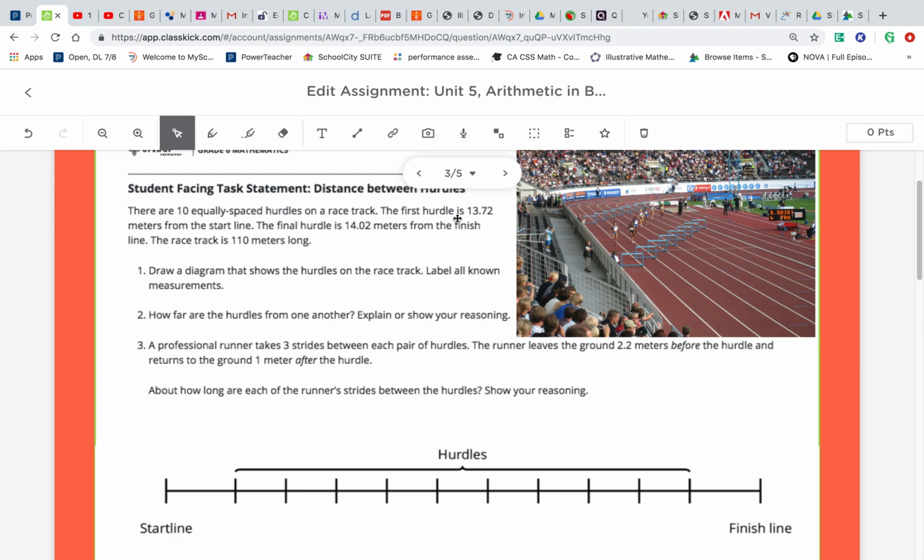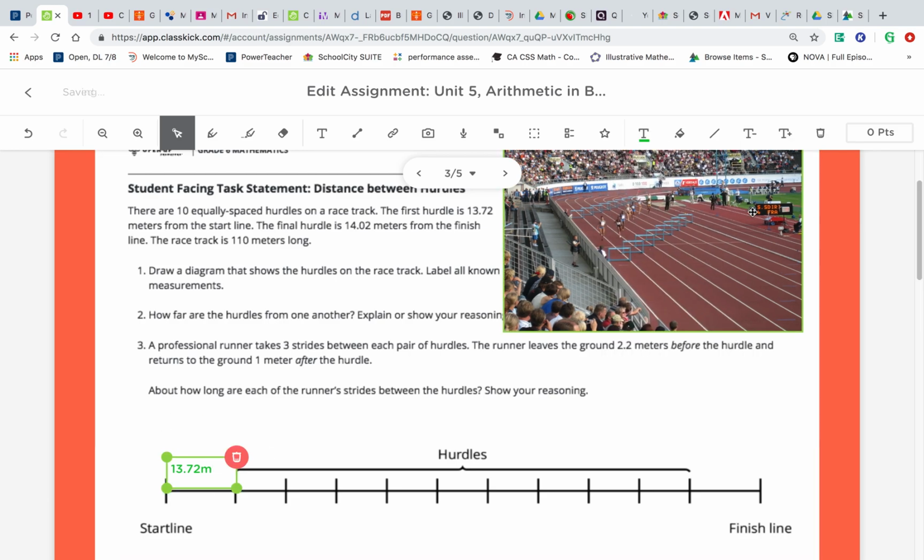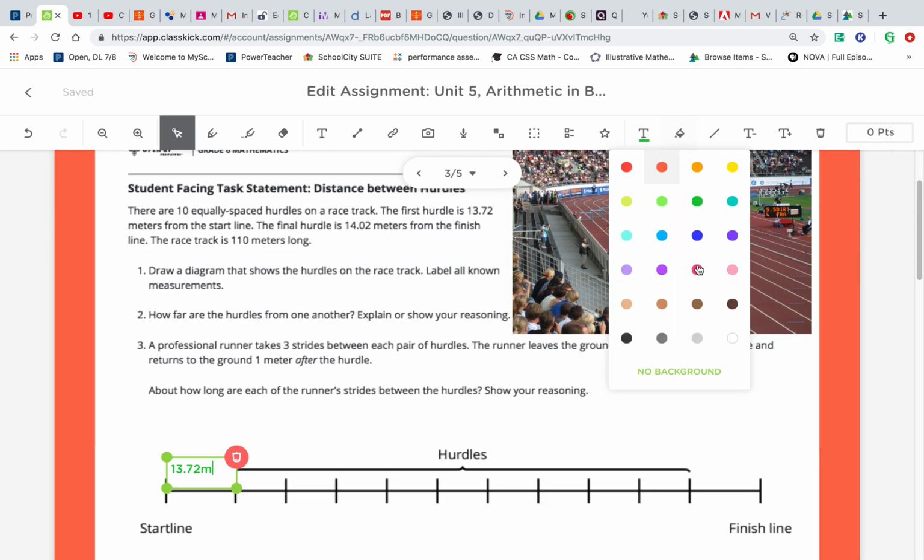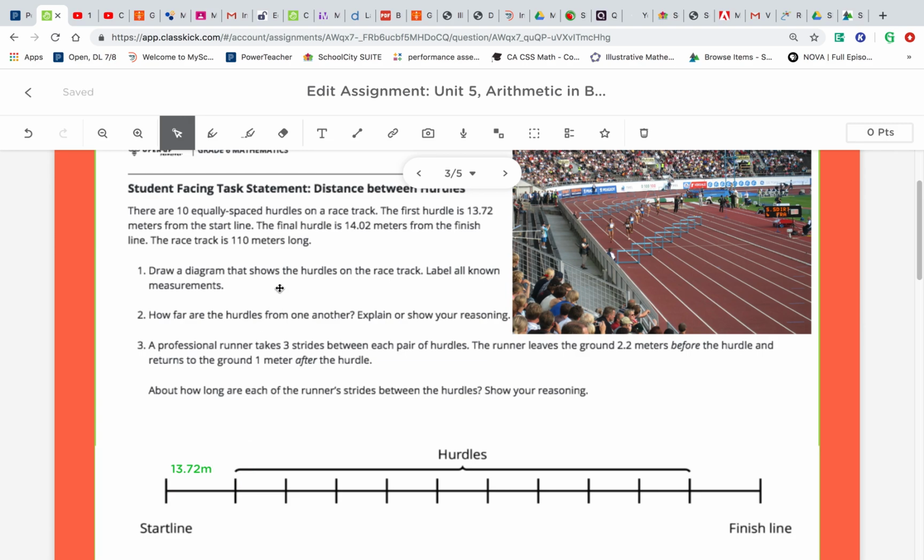It says the first hurdle is 13.72 meters from the start line. So here's the start line. Then we need to go in here and label this area 13.72 meters. I'm going to stretch this out. So 13.72 meters, that's the distance between the first hurdle and the start line. The last point that we know is that the final hurdle is 14.02 meters from the finish line. So here's the finish line. Let's label this 14.02 meters. All right, and so that's labeled now.